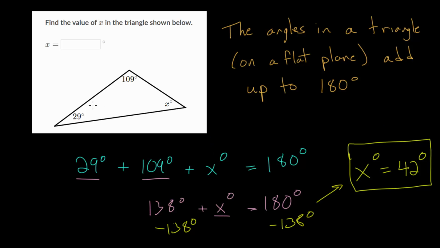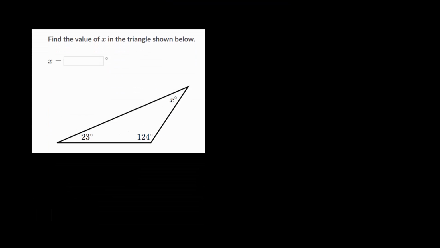But to check this, we would just plug it back in for the missing x value and add these together and make sure they do add up to 180. So you want to check this with your calculator, but 29 plus 42 plus 109, that is 180 degrees. So 42 is our correct answer here. And let's do one more of these problems.